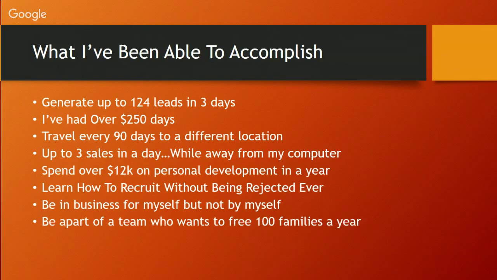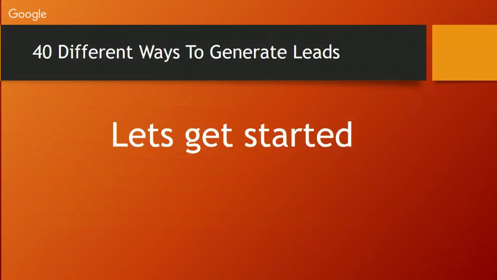So whatever that may be to you, to be free, to be out there, to do exactly what you want to do, whenever you want to do it, without having somebody tell you what to do, that's what I'm talking about as free. So our team is aligned to help 100 families a year become free. So that's just a little bit about what I have accomplished and a little bit about me. So let's go ahead and get started.